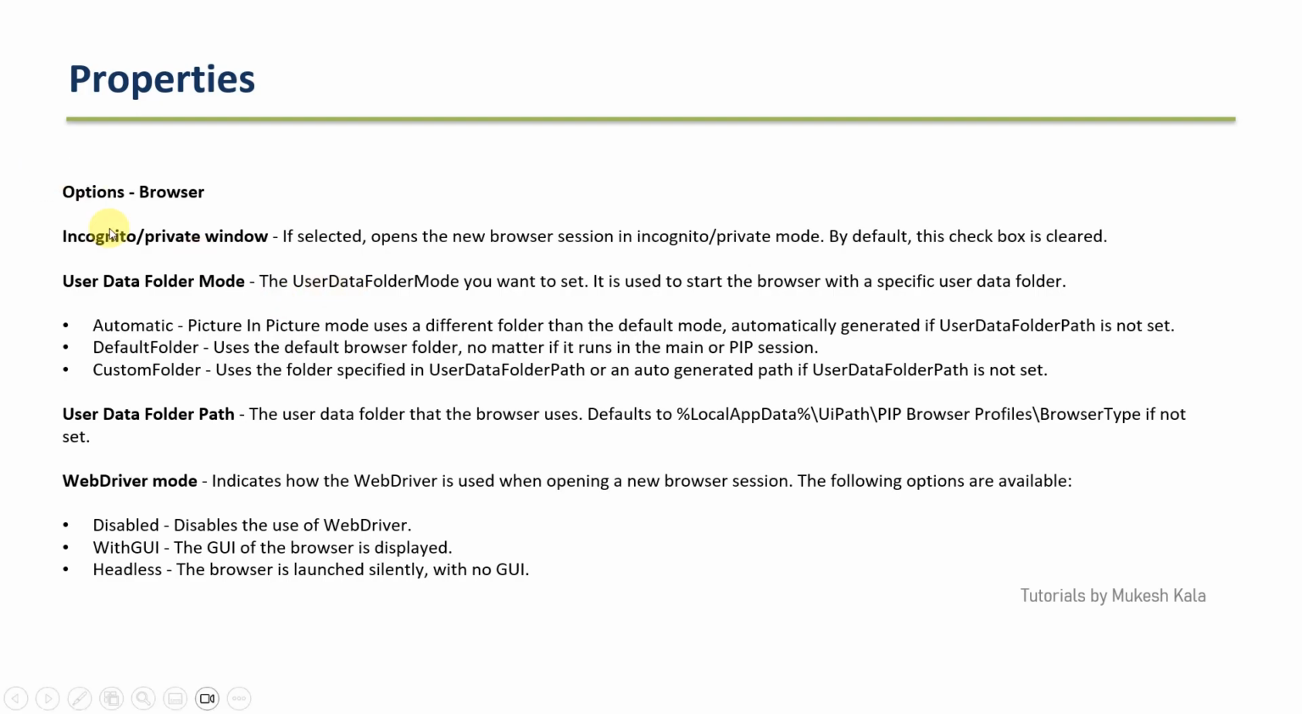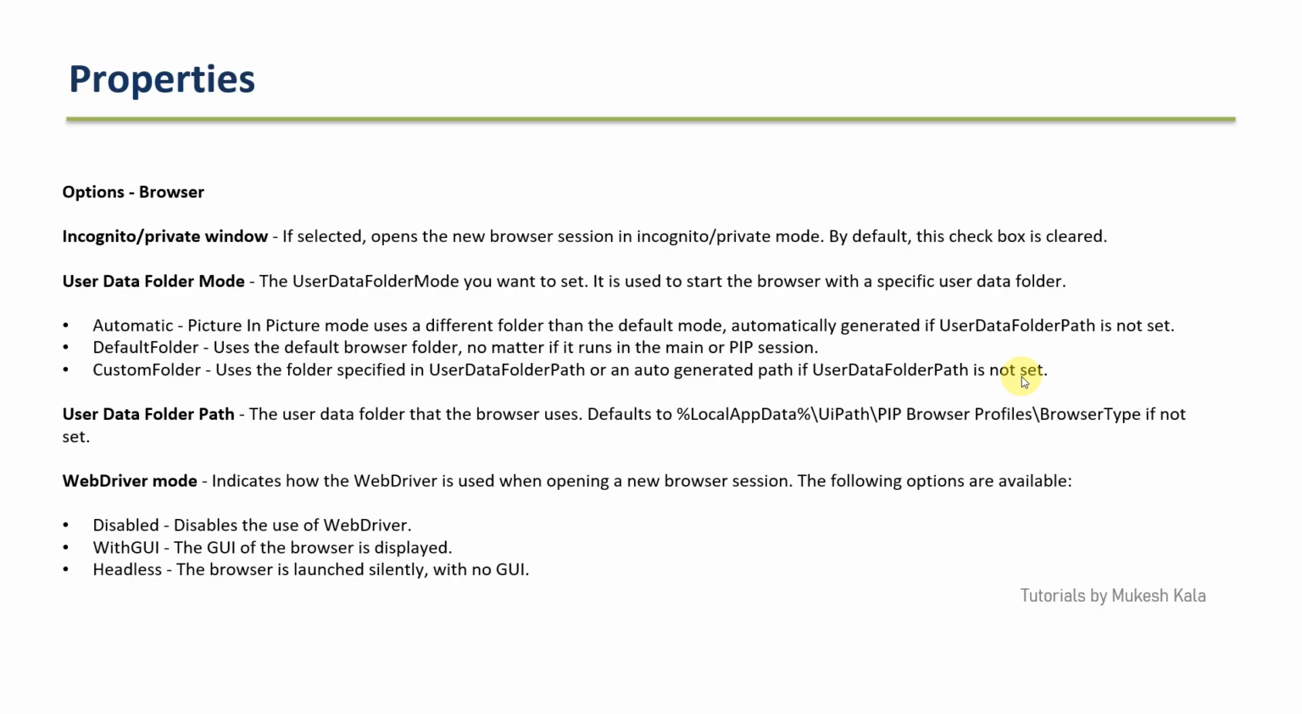If you set it to automatic, it means that picture in picture mode uses a different folder other than the default mode, automatically generated if the user data folder is not present. Default folder uses the default browser folder no matter if it runs on the main or the picture in picture session. Custom folder uses the folder specified in the user data folder path, or auto generated if the path is not set. Now what does this mean?